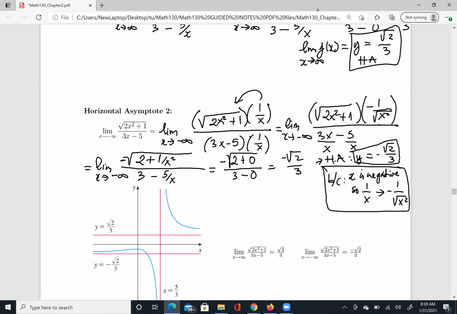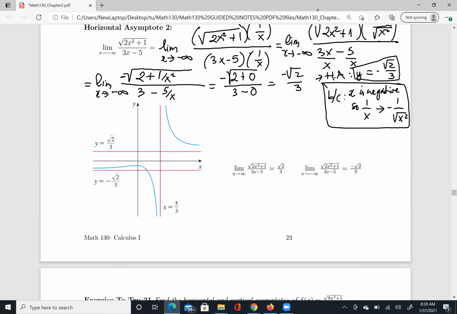Take a look at the graph over here. You can see that when x goes to negative infinity, the graph goes along with the line y equals negative square root of 2 over 3. And when x goes to positive infinity, the graph goes along with the line y equals square root of 2 over 3. So these are the horizontal asymptotes.